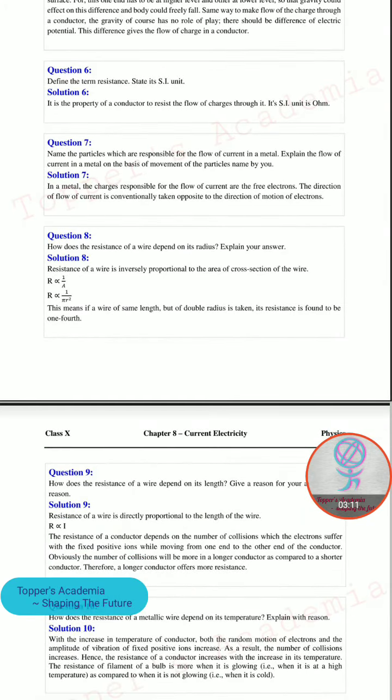Moving to question number 8. How does the resistance of a wire depend on its radius? Explain your answer. The solution to this question would be: it is inversely proportional to the area of cross section of the wire, that is R is proportional to 1 by A, where A is given by pi r square. This means if a wire of the same length but of double radius is taken, its resistance is found to be 1/4 because it is inversely proportional.